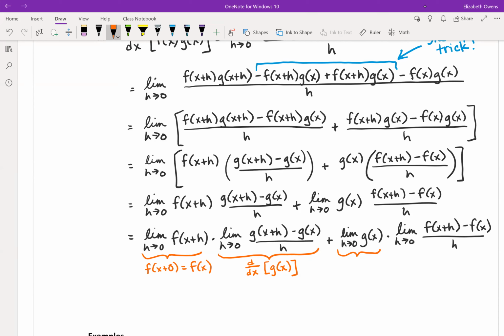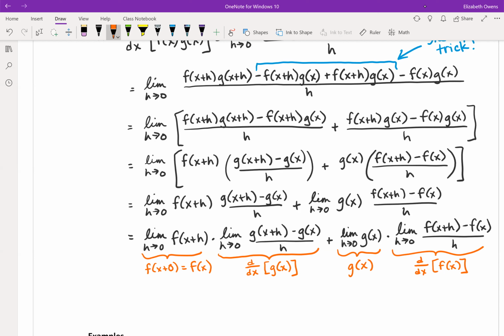Next, we've got our limit as h approaches 0 of g of x, and there's not even an h in that statement, so this is just going to be g of x. As h approaches 0, g of x doesn't really care. It's still just g of x. And then this last one you should recognize, that's the definition of the derivative of f of x. So this is d dx of f of x.